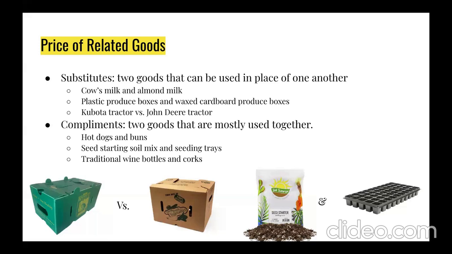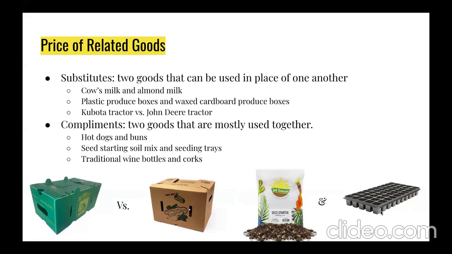An ag example could be, if you are a farm that is producing your own seedlings to plant out into your field, you're probably purchasing these plastic seedling trays here. And you also have to purchase a seed starter mix, a soil mix that is formulated just for starting seeds. So these two goods are complements.